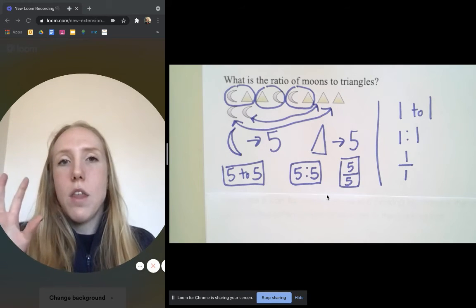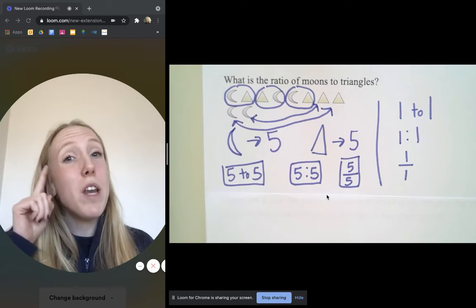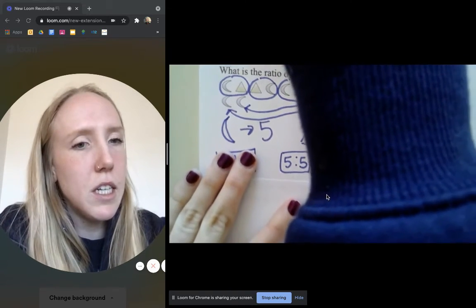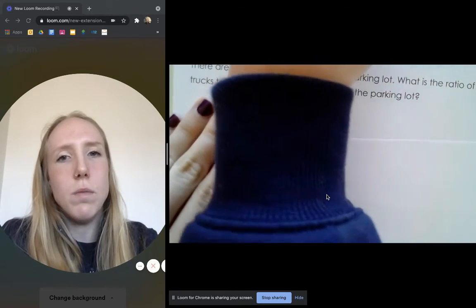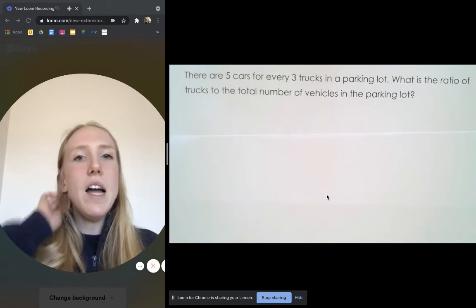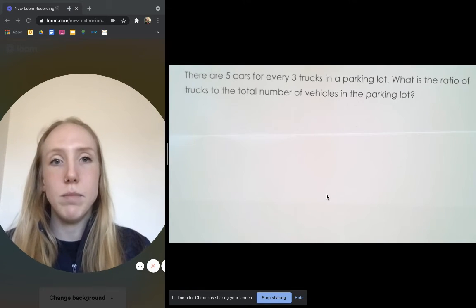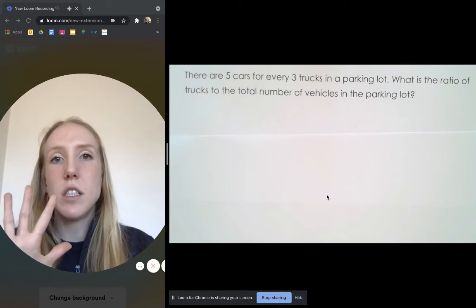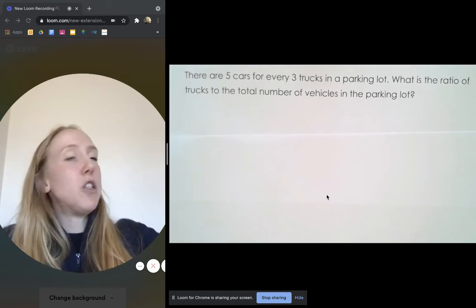Okay. The last type of problem changes the wording a little bit, but we're still going to use what we already learned about ratios to write the ratio for this type of problem that's just slightly different. Okay, so there are 5 cars for every 3 trucks in a parking lot. So imagine this like the Walmart parking lot. For every 5 cars, there's 3 trucks. Every time you count 5 cars, there's 3 trucks.